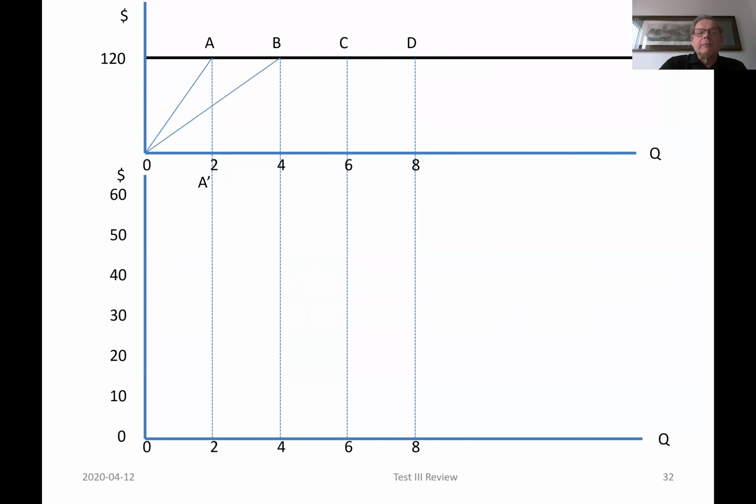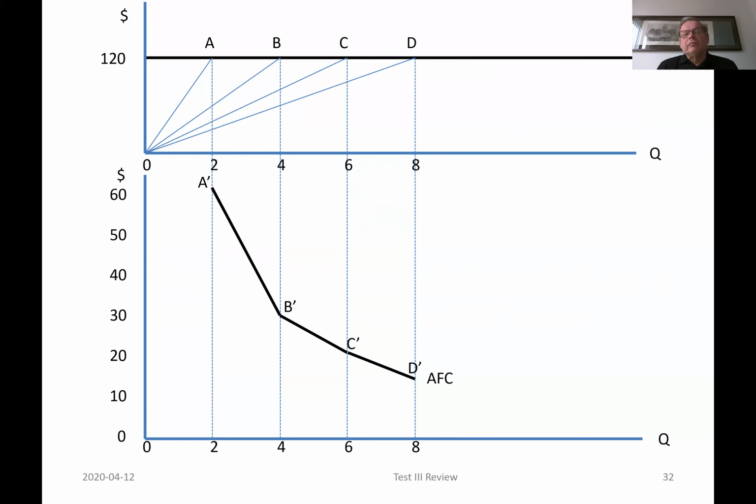Draw another ray from the origin to point B, take the slope, and that gives us our second point on the average fixed cost curve, point B prime. Connect those 2 points, draw another ray from the origin to point C, and we will get our third point, C prime. Connect it, and then draw another ray from the origin to point D, and we will get our fourth point, D prime. This is called the geometric way of constructing a curve by taking slopes.